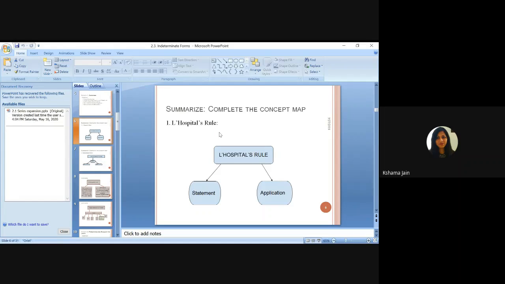Just acknowledge me once. Can you see my screen? I have shared my screen. Can you see it? PPT slides. Just acknowledge me, please. Any of you? Okay, fine. Thank you, Suman.